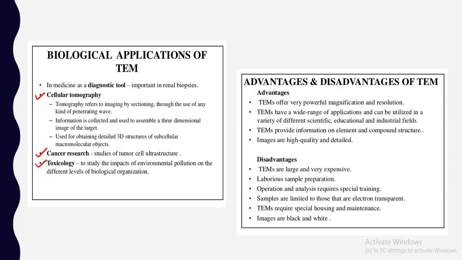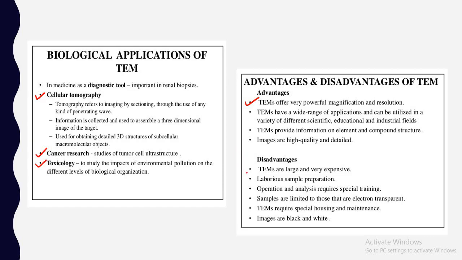Advantages and disadvantages: of course, they have powerful magnification and resolution, and a wide range of applications, which we have seen over here. They provide information on element and compound structures, and a high quality and detailed image will be observed using the transmission electron microscopes.